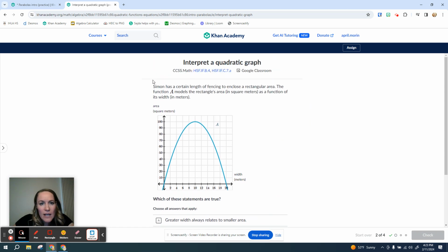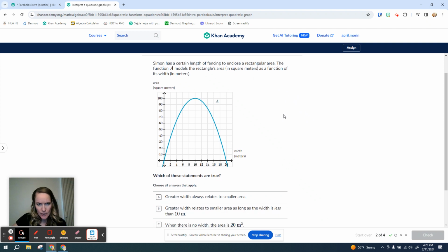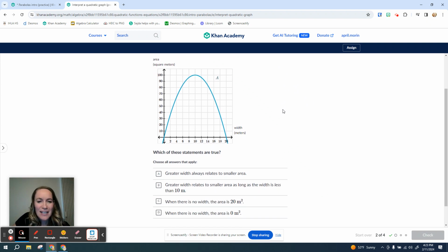Okay. Simon has a certain length of fencing to enclose a rectangular area. The function A models the rectangle's area in square meters as a function of its width in meters. Okay, so let's see. Choose all answers that apply. Greater width always relates to smaller area. Not true, because we have, this one's the width and then this one's the area.